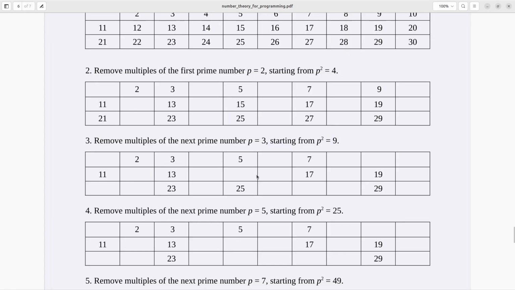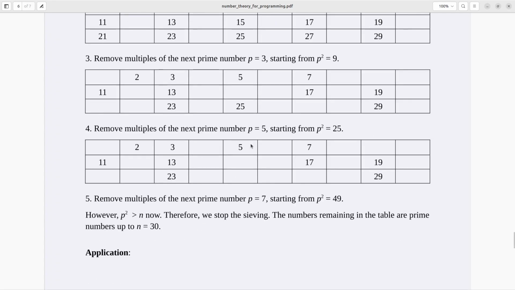Then we would like to remove another number, which is equal to p squared plus 2p, which is 9 plus 6, which is equal to 15. And the next number to remove is p squared plus 3p, and then the next number to remove is p squared plus 4p. Okay, so we do this process until we reach the final number 30. If the number is already removed in a previous step, we just skip that position and go to another number that is yet to be removed.